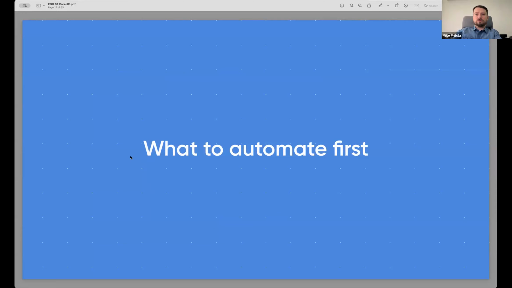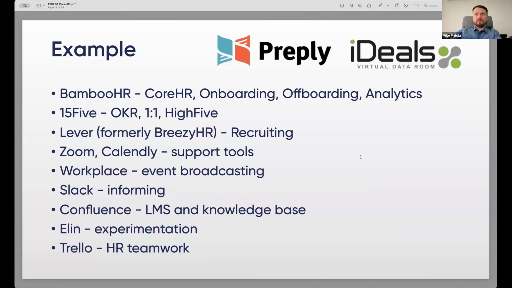So let's start from learning how we can apply them, how we can use them, and let's learn what to automate first. I want to share my personal example, introducing and using different systems in these two companies, Preply and Ideals. At Preply and at Ideals, we used Bamboo HR for core HR features, also onboarding, offboarding, and analytics. Then we used 15.5 for OKR management, one-on-one meetings, and high fives. It's like peer-to-peer recognition.